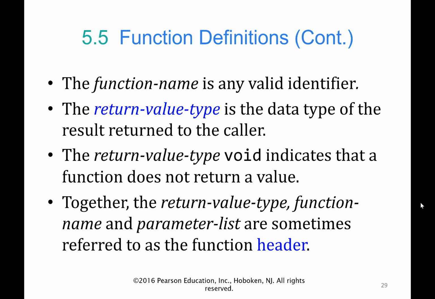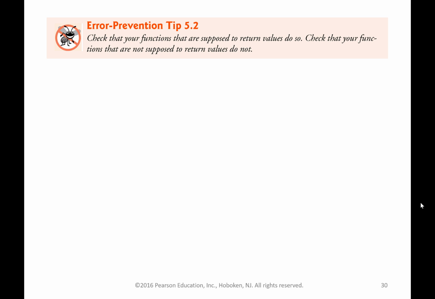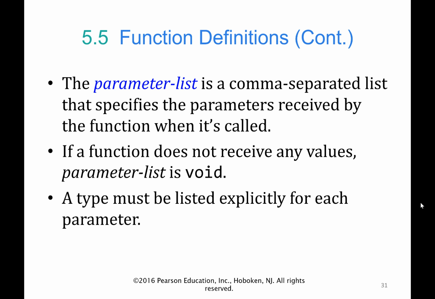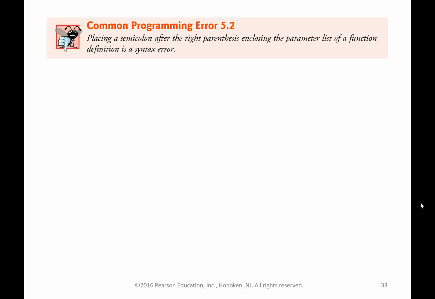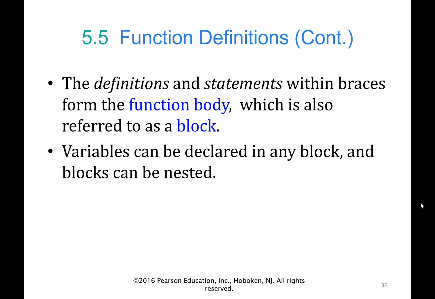Together with it, sometimes called the function header, the parameter list is a comma separated list that defines what the function is going to receive. A type must be listed for each one. Again, I know that I covered this before. Then the function body is within the braces.